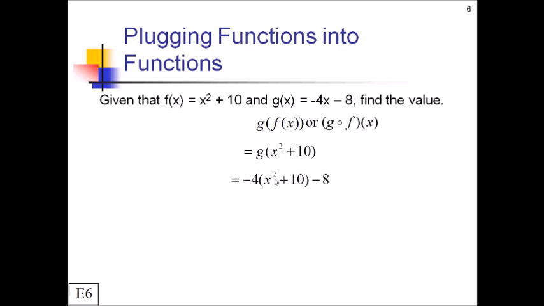Let's simplify that now. This will be negative 4x squared minus 40 minus 8. And then subtracting these numbers out here, we've got minus 48.